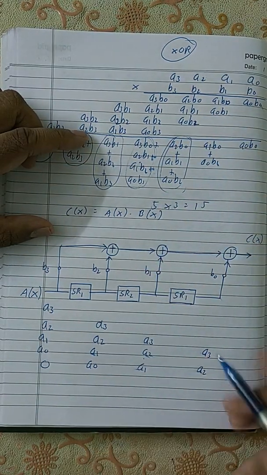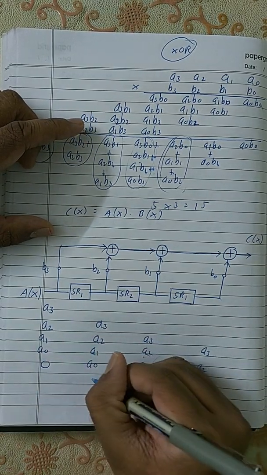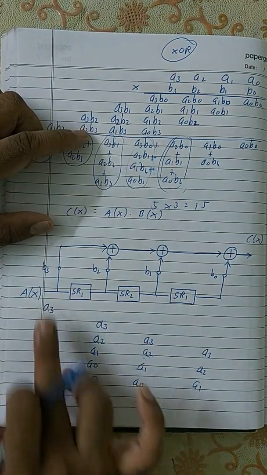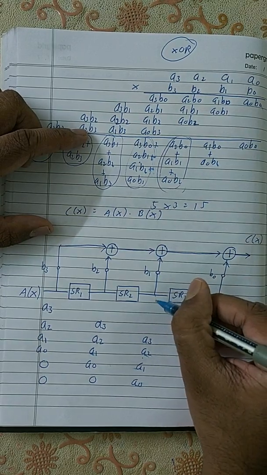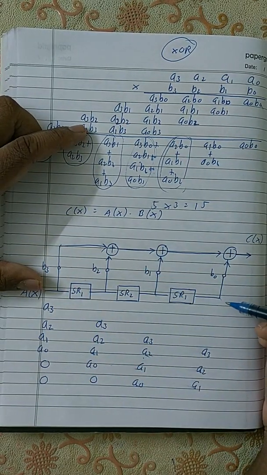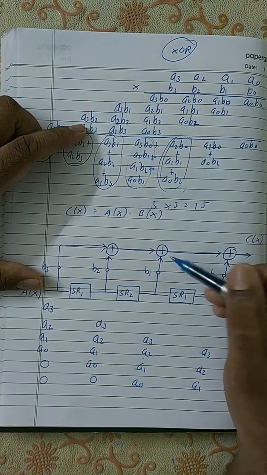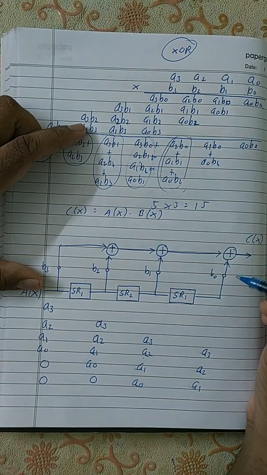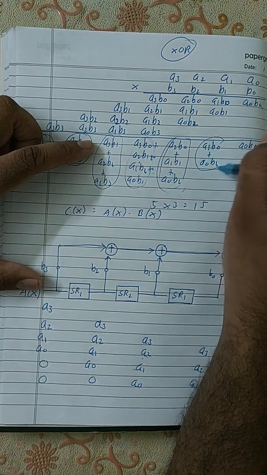Then A1 will be shifted over here, A0 will be shifted over here, then 0 will be shifted over here, and another 0 will be placed at the input. So here it will become A1, here it is A0, here it is 0, and here it is 0. So you will get A1 B0 plus A0 B1, which is the value over here.